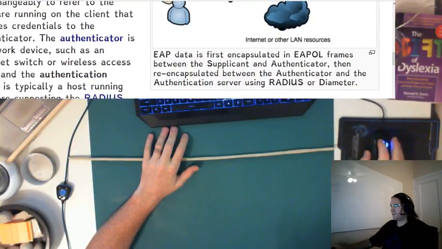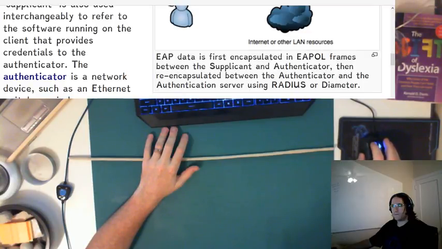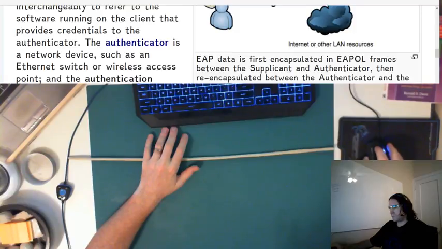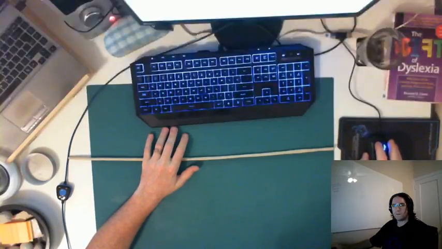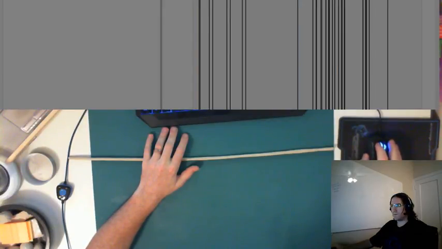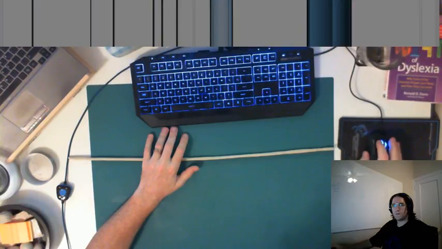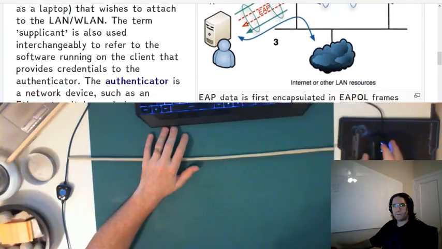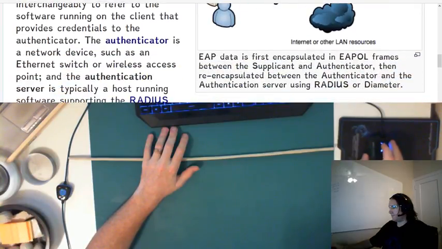The authenticator. What if I do this? It breaks. It breaks. Okay. I need a line. I don't got a line.